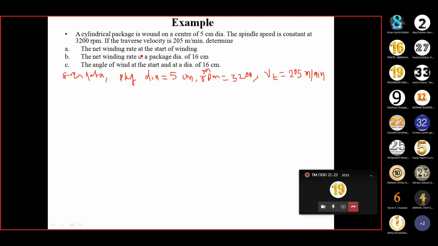And they asked to calculate the net winding rate, that is Vr, at package dia 16 centimeter. Okay. So net winding rate at the start means when the package is at 5 centimeter, and then we have to calculate the net winding rate when the package diameter is 16 centimeter, because as package dia increases, the net winding rate also changes. So that we have to calculate here. And the angle of wind obviously, at the start and when the package diameter is 16 centimeter.